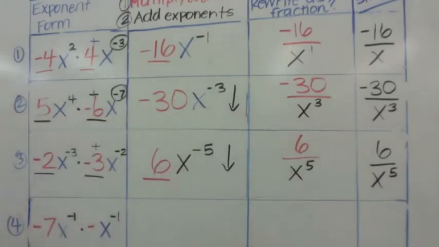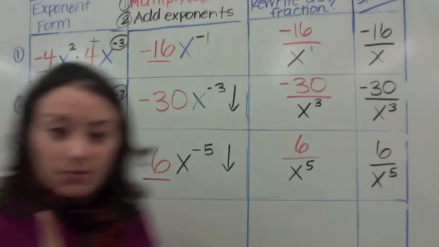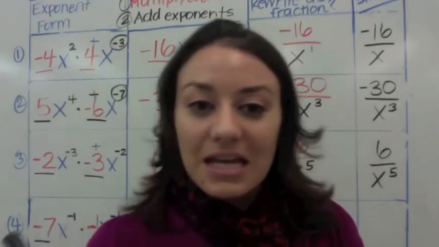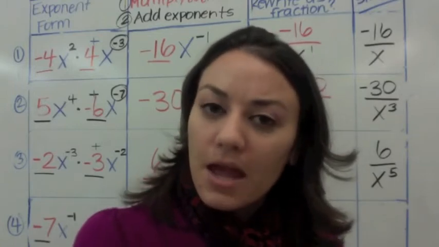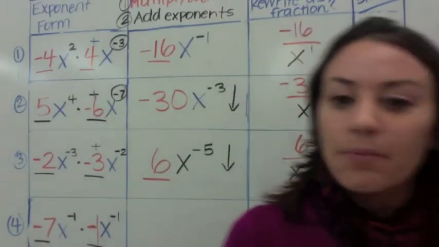Now, aren't these easy? Yes, they are. But do you see something invisible here? There's a little negative. What goes next to it? Negative 1. Good job. So this is negative 7x to the power of negative 1 times negative 1x to the power of negative 1. So we've got 2 negatives here. When you're multiplying negative times negative, it's positive. But when you're adding negative and negative, it's negative. Does that make sense? Okay, adding negatives, same signs, add and keep.